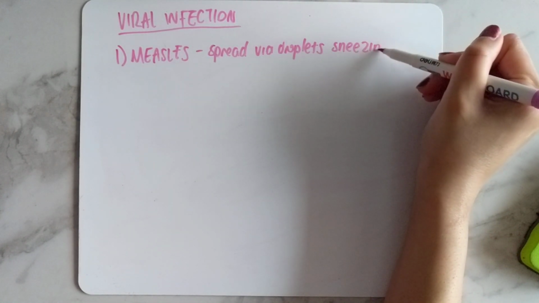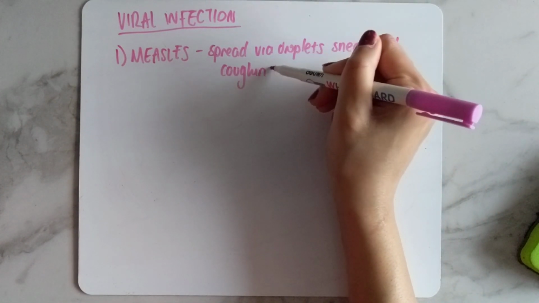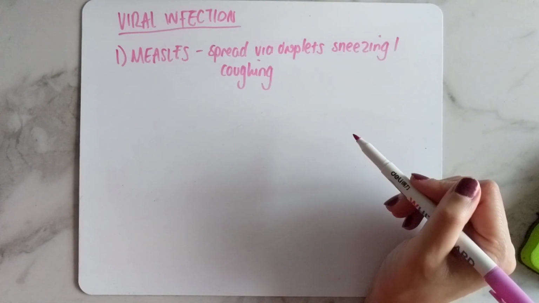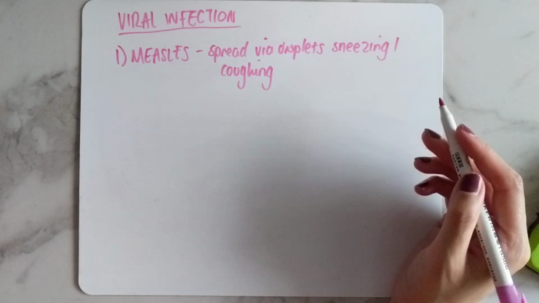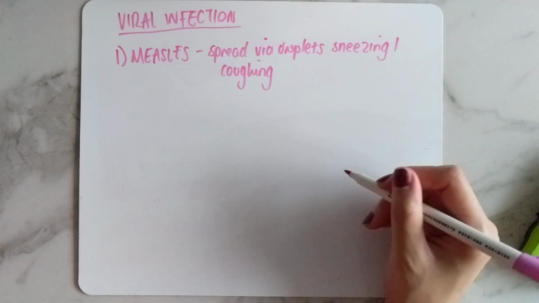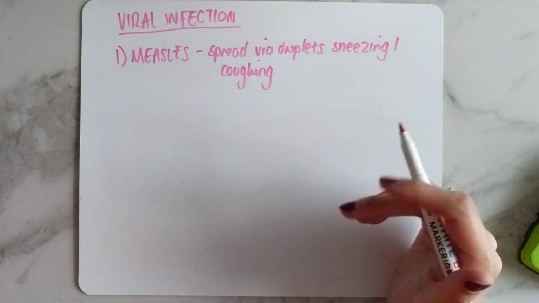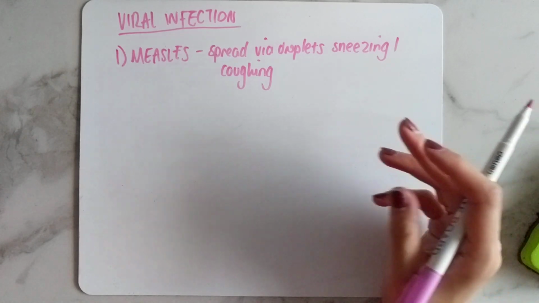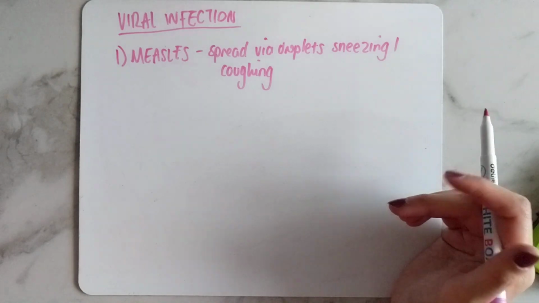So measles can be easily spread around schools and nurseries, particularly with young children, because their hygiene isn't up to scratch. Because they're young, they might be sneezing, they might be coughing, they might not be wiping their nose using a tissue, they might not throw the tissue away when they should. So, and then other children in nursery, they breathe in these droplets and then they can catch measles.